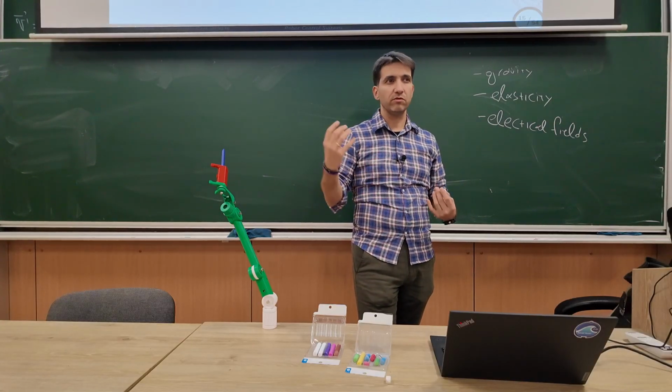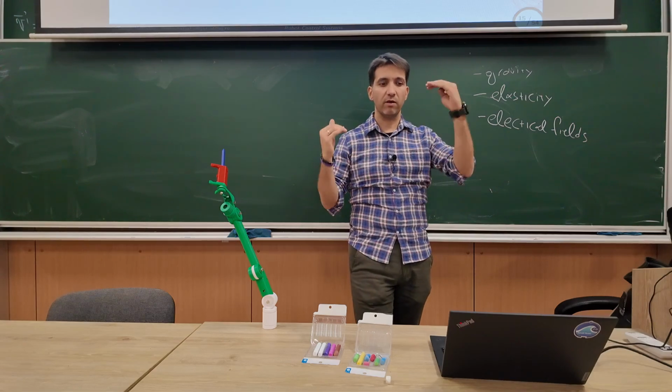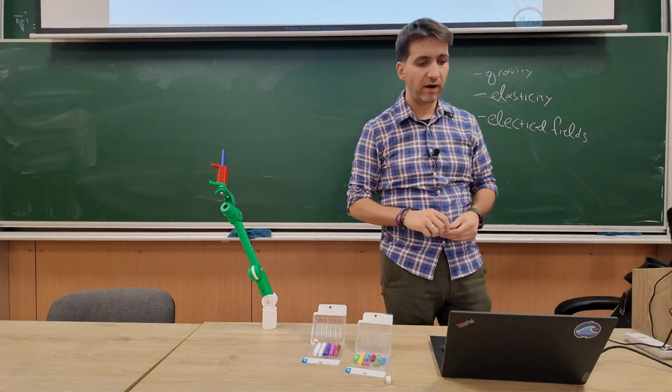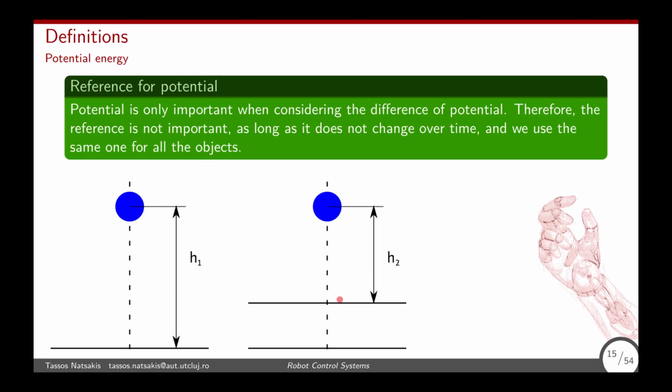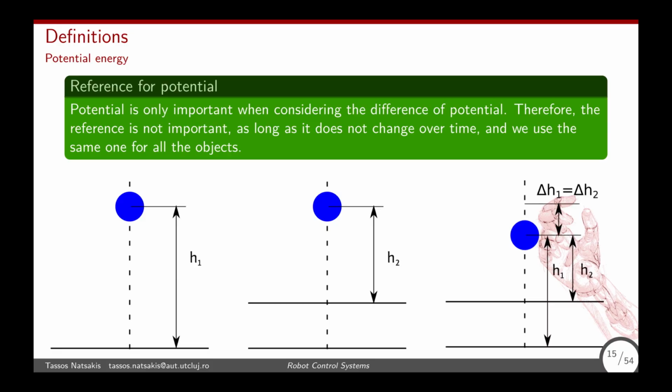Potential as an absolute measurement doesn't make a lot of sense. We always talk about the difference of potential, right? And then basically what we see is that for the difference of potential, the reference doesn't matter. So we can have an object with some height measured from the ground or measured from another height. So these theoretically would have a different absolute potential because the height is different, the same object, right? But if I'm talking about the difference of potential between this position and this position of the object, the delta is the same difference regardless of the reference.